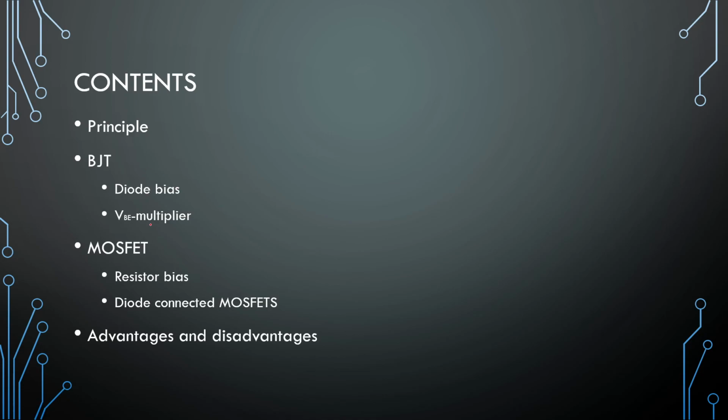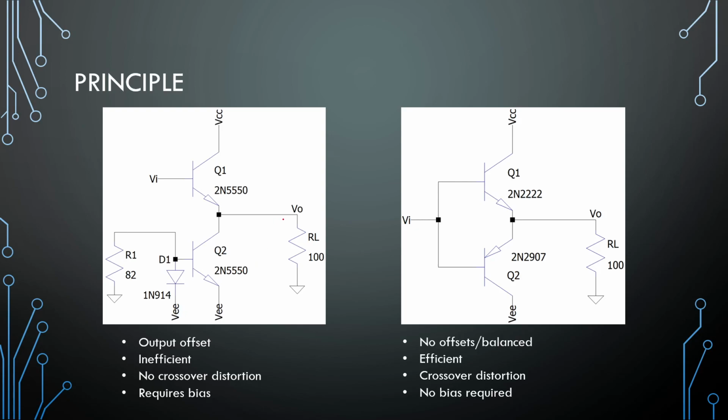Each has some ways to make this happen. We have a diode bias for BJT, VBE multiplier, which is an interesting trick to learn. Then for the MOSFET, we can do it with resistors, and we can also do it with diode connected MOSFETs as well. Okay, on to how this works.